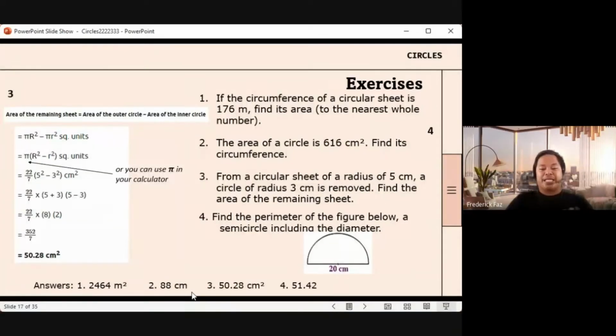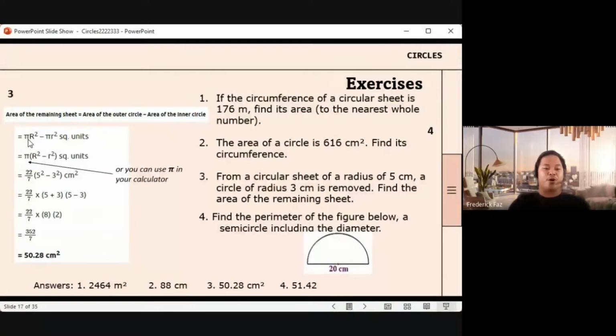For number 3, from a circular sheet of radius 5, a circle of radius 3 is removed. Find the area of the remaining sheet. So, the area of the remaining sheet is equal to the area of the outer circle minus the area of the inner circle. So, we have a formula.